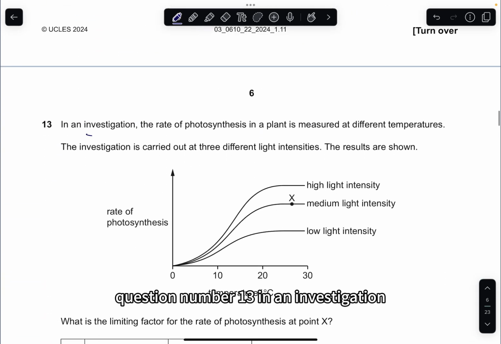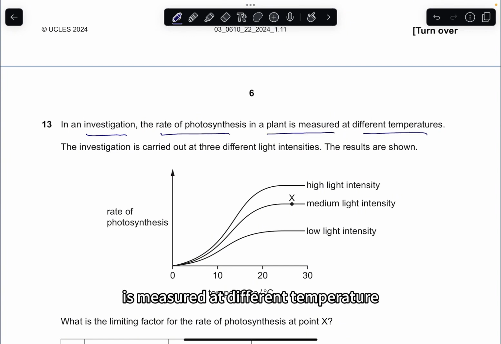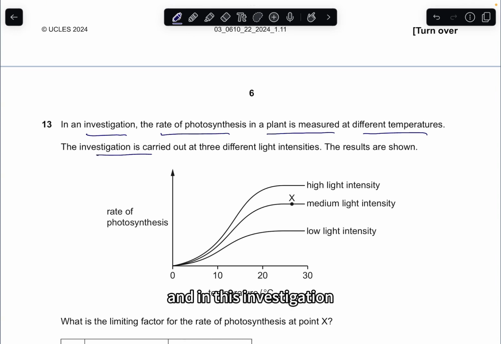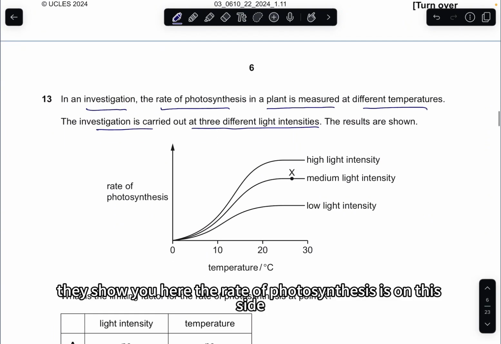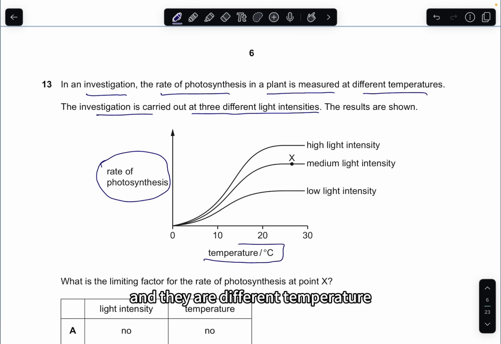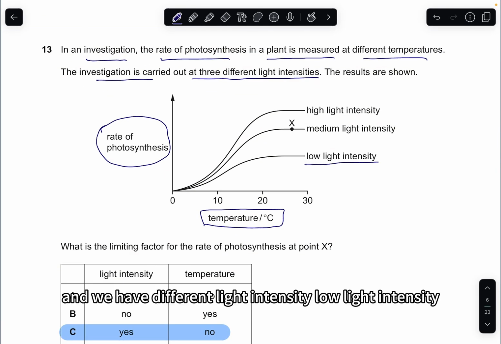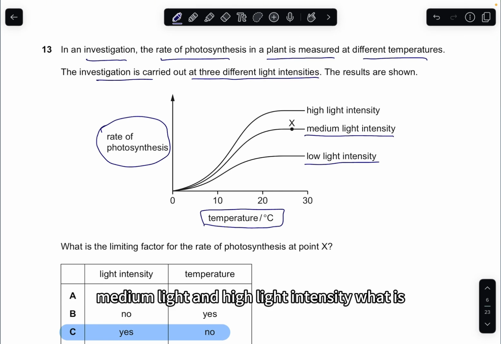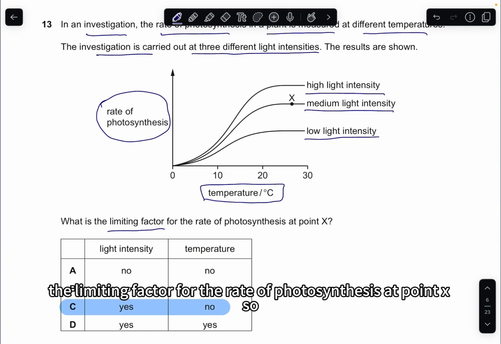Question number 13. In an investigation, the rate of photosynthesis is measured at different temperatures, and they carried out 3 different light intensities, and the result they show you here. The rate of photosynthesis is on this side, and there are different temperatures, and we have different light intensities: low, medium, and high. What is the limiting factor for the rate of photosynthesis at point X?